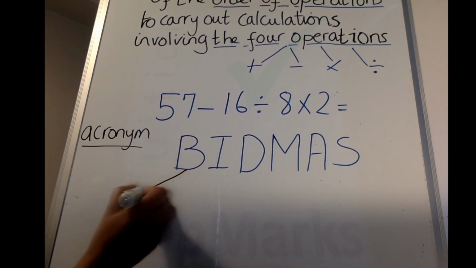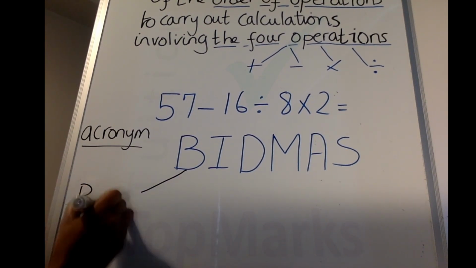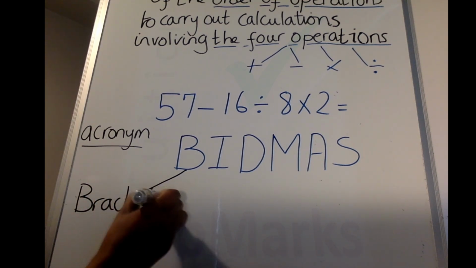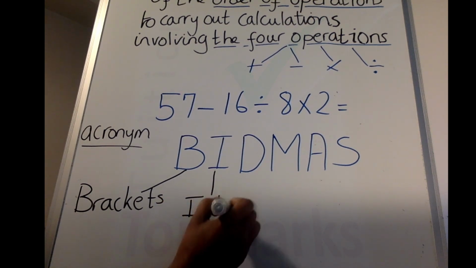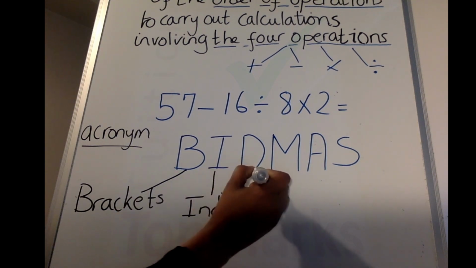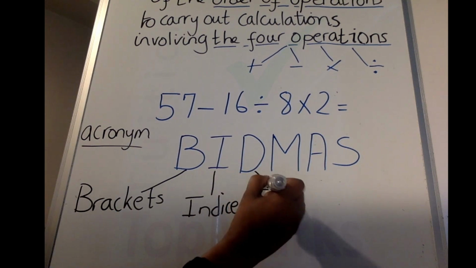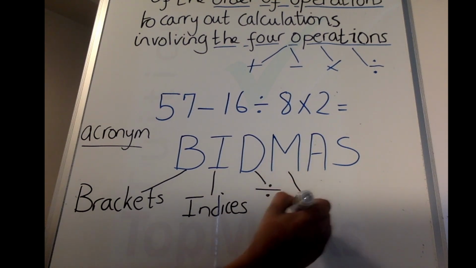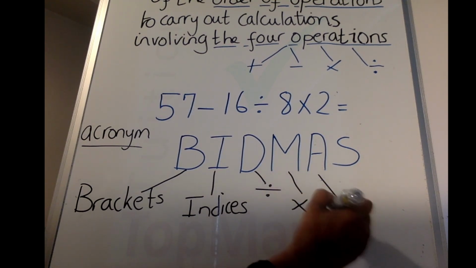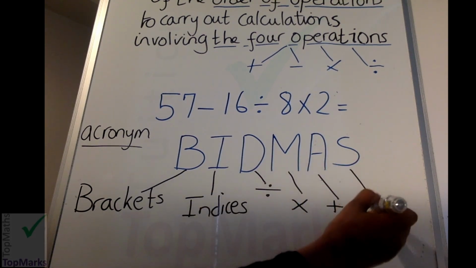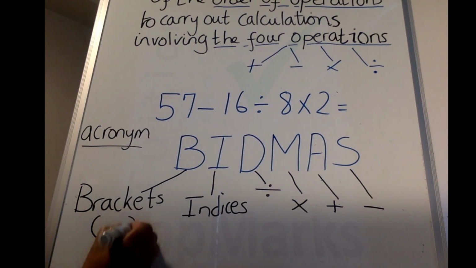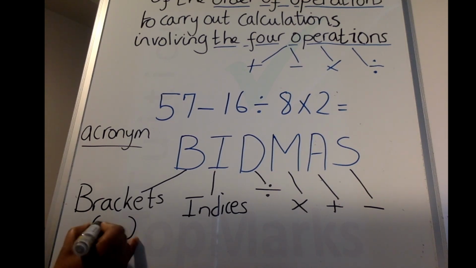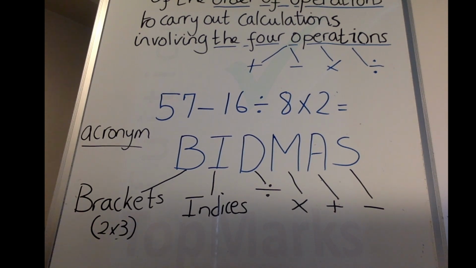The B stands for brackets. The I stands for indices. The D, no surprises, stands for division. The M stands for multiplication. The A, of course, stands for addition. And the S stands for subtraction. Brackets, as you probably already know, looks like that. So we might have a calculation contained within those brackets, something like that.